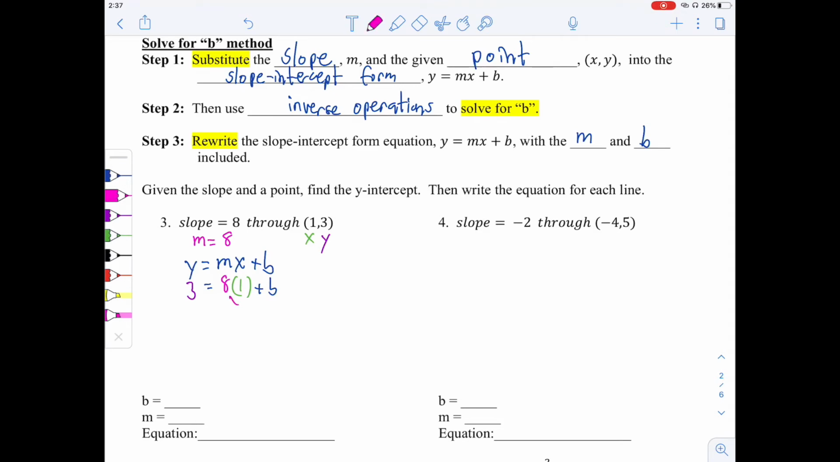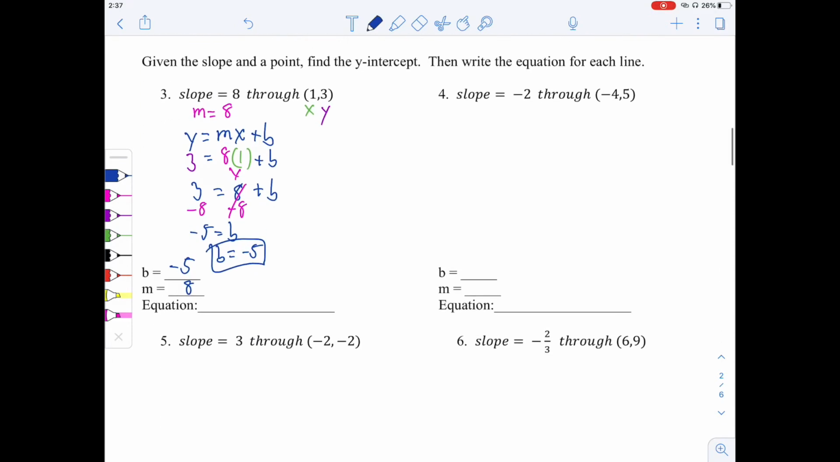So 8 times 1 is 8. Bring down the 3. Then we subtract 8 from both sides to get rid of the 8 on the right side. So we get negative 5 equals b, or b equals negative 5. Our slope was given as 8, so our equation is going to be y equals 8x minus 5.